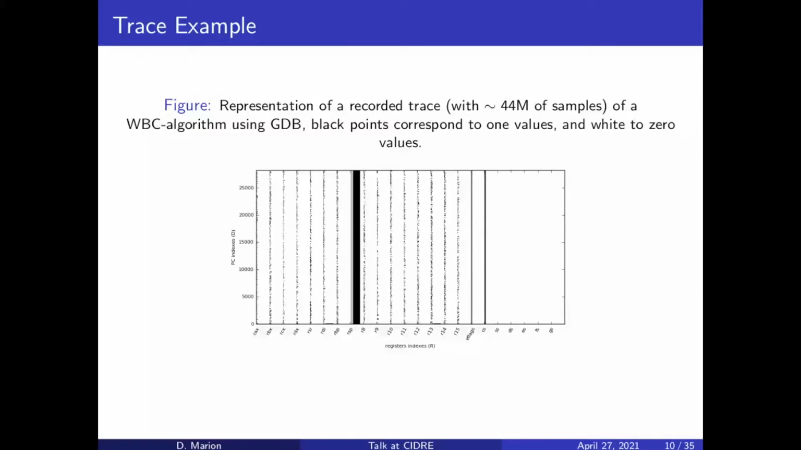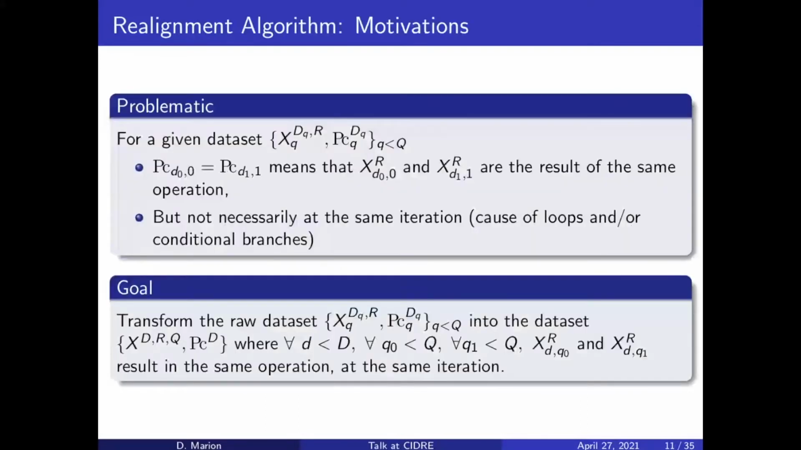Now, how can we use this data? First, we'll need something important: resynchronization. As in usual side channel, when you have traces, power traces for example, we need resynchronized traces to be able to analyze. Here, it's exactly the same. Because if we have two distinct traces, and inside these traces two PCs have the same values, it means it happens at the same line in the code, but not necessarily at the same iteration. So it does not mean that the data belong to the same execution at the same time in the code.